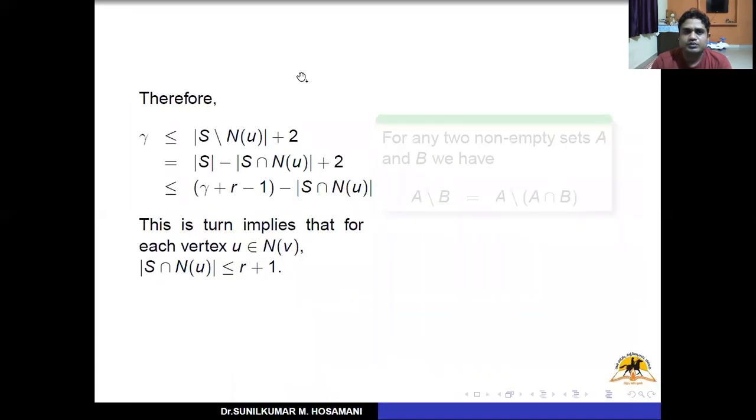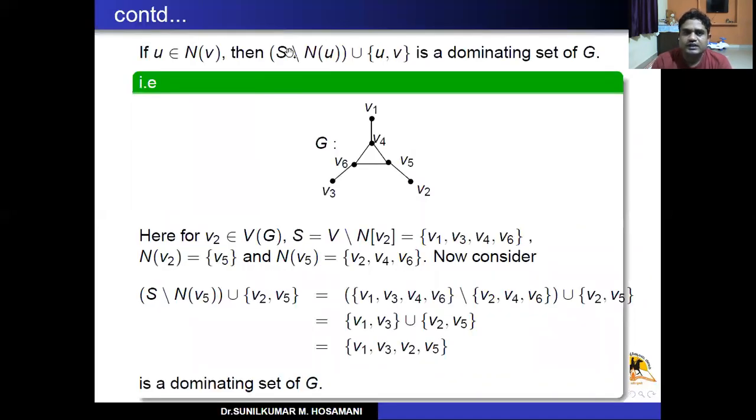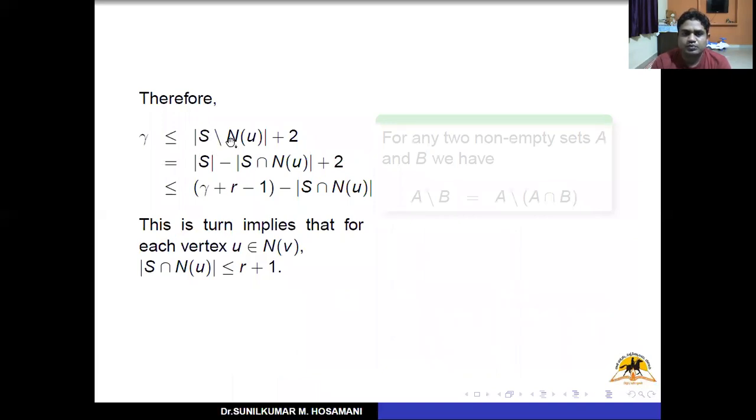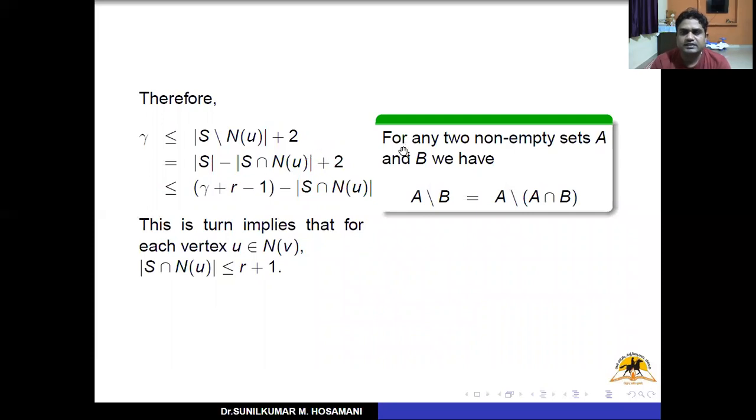Because of that reason, the domination number is less than or equal to the cardinality of S minus the cardinality of the open neighborhood of U, plus 2. In the next step, there is a result in set theory which says that for any two non-empty sets A and B, A minus B is equal to A minus A intersection B. Here replace A by S and B by the open neighborhood of U and apply this operation, and we will get the cardinality of S minus the cardinality of S intersection the open neighborhood of U, plus 2.